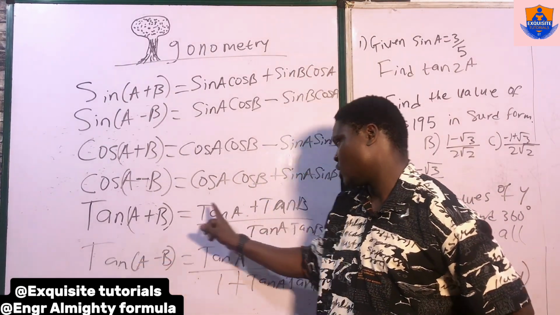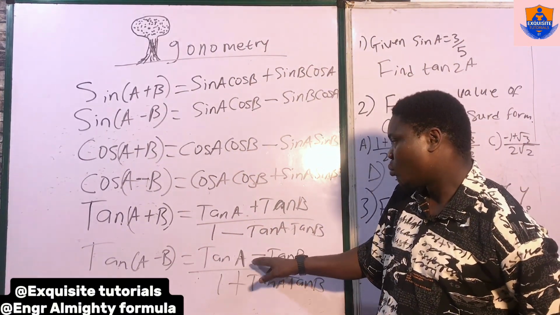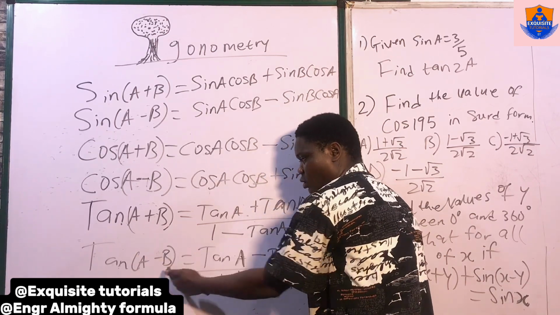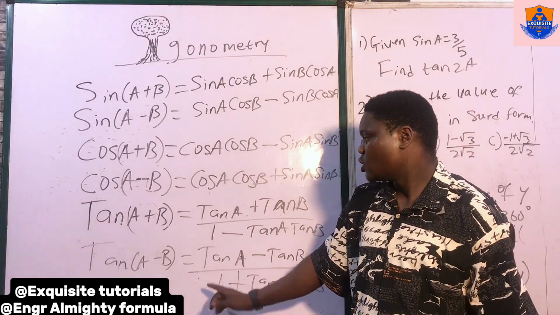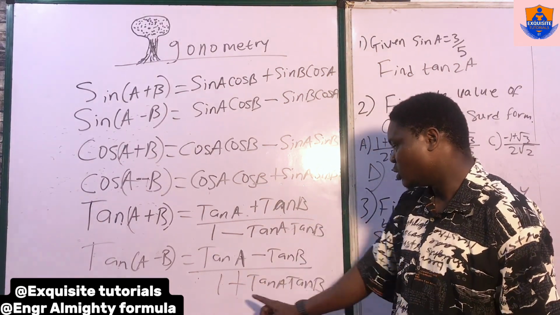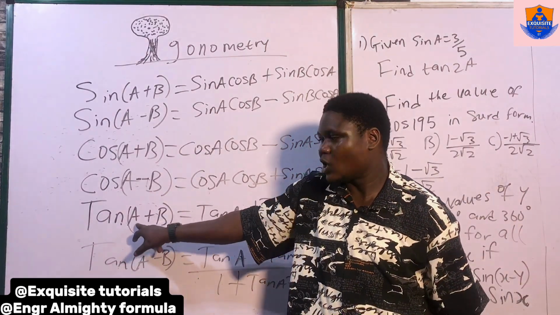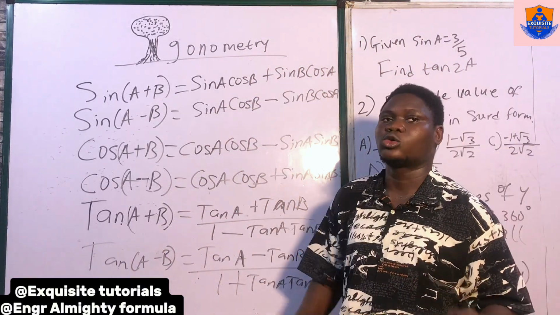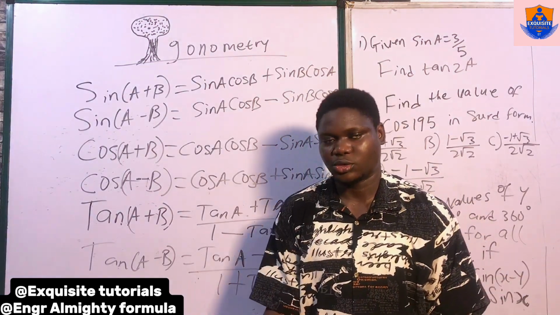If you have plus here, you have plus here. If you have minus here, you also have minus here. But the reverse is the case for the denominator. You have plus minus, minus plus, and you are multiplying. This one is constant. So you have 1 minus tan A tan B, 1 plus tan A tan B. And also observe it is always tan A before tan B. With these formulas, we are going to solve these 3 questions, and we'll move over to other past questions.